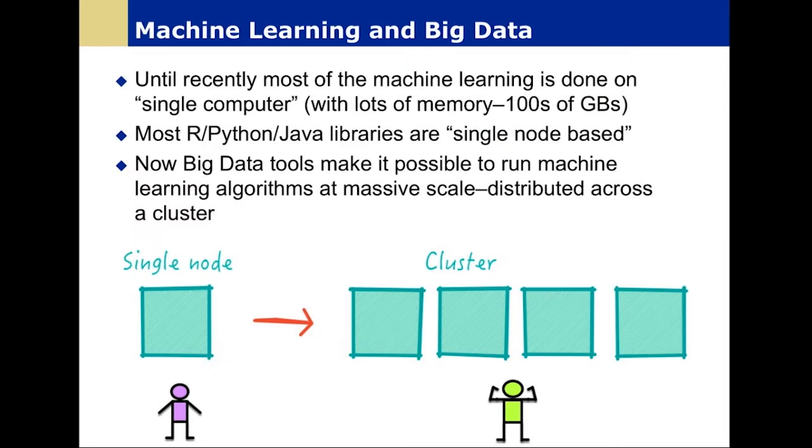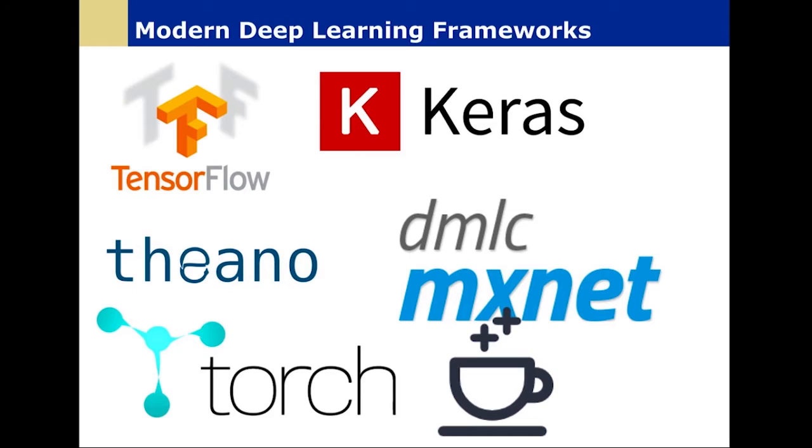And there are some efforts now on doing distributed deep learning, one of which I'm going to highlight today is BigDL. In the past, a lot of machine learning was done on a single computer with a lot of memory. In fact, a lot of machine learning libraries and deep learning libraries are basically single node based. They do not easily allow us to extend our workload into a cluster. However, the big data tools we have today, like Hadoop, Spark, etc. allow us to do machine learning algorithms at scale, distributed across the cluster.